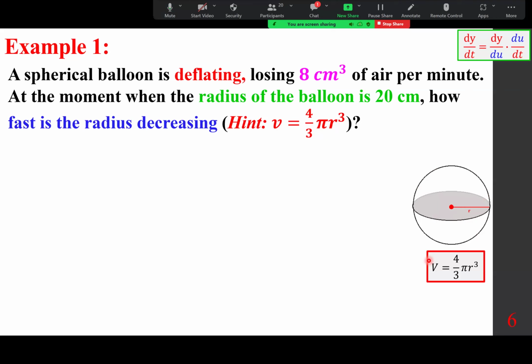So related rates are basically word problems. When it comes to word problems, you write the given. First and foremost, we have this piece of information. The volume is 4/3 pi r cubed. So what is this piece? The units pretty much tell you this is dV/dt, and losing means minus 8 cubic centimeters per minute. dV/dt is negative 8 because it's losing air, cubic centimeters per minute.